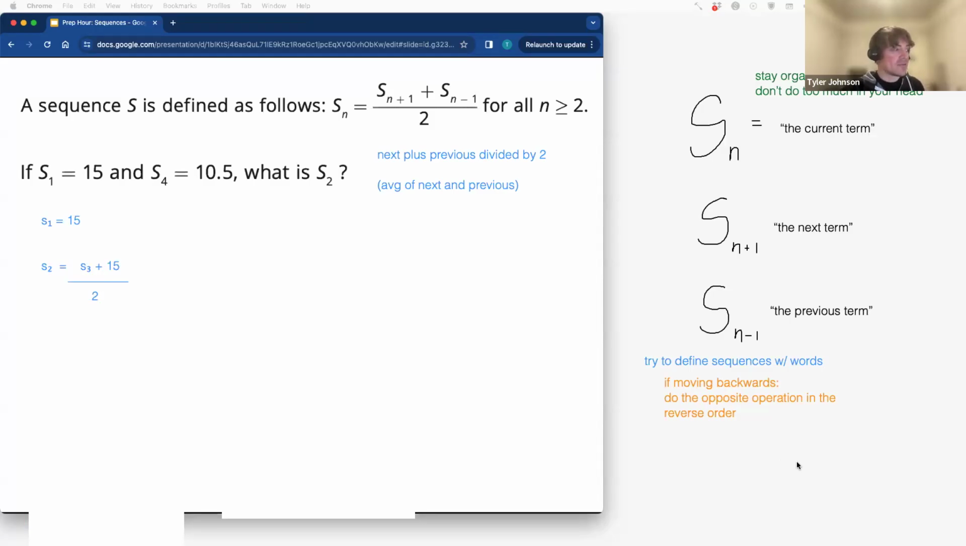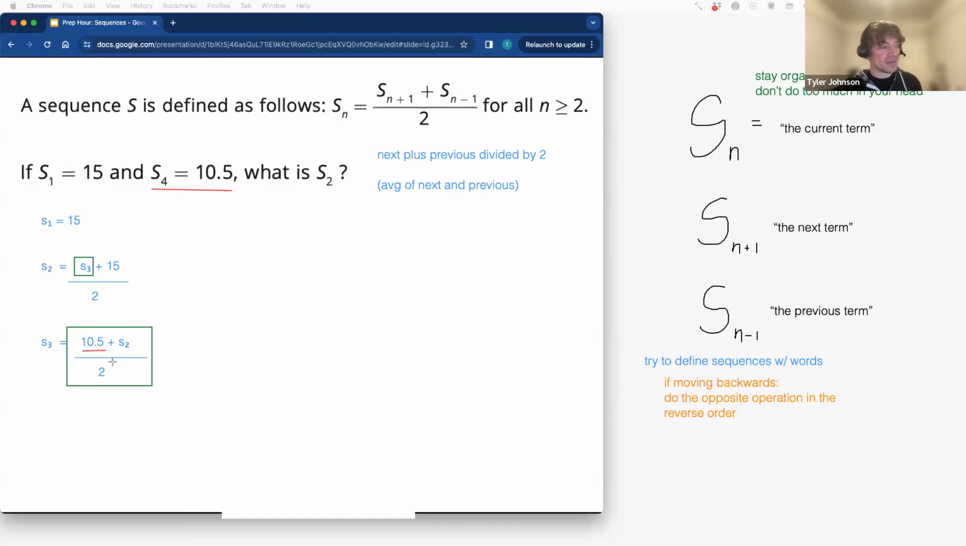And S3 itself is the average of the fourth term and the second term. And I know the fourth term, so that's where that 10.5 comes from. From here, what I'm going to do is take that S sub 3 in my definition of the second term and replace it with this entire definition right here. And I will get something that looks like this.